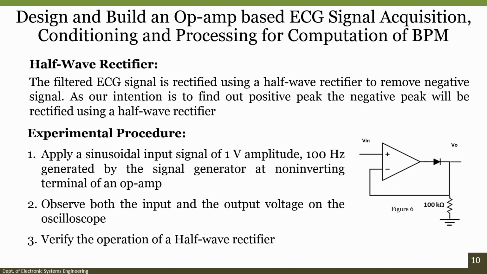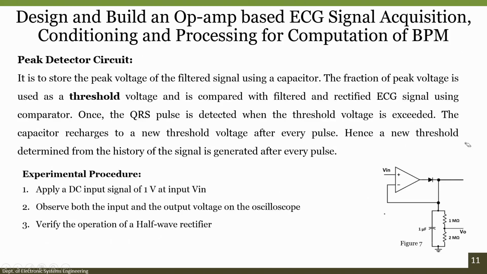So, what is the experimental procedure? Apply a sine wave input signal of 1 volt at Vin at 100 hertz, generated by the signal generator, at the non inverting terminal, which is right over here. Then we have to observe both the input voltage and the output voltage on the oscilloscope. Next, we will verify the operation of a half wave rectifier. A half wave rectifier is very easy to design, which is right over here. So, it is an extremely simple design, right. Now, let us go for the next one.